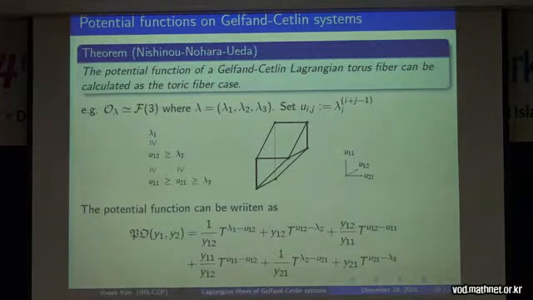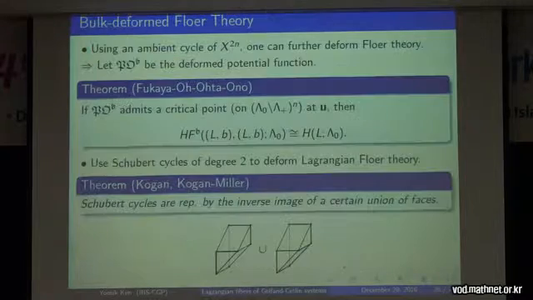So let's move on to our Gelfand-Cetlin system case. Actually, Nishinou, Nohara, and Ueda calculated the potential function. So the potential function of the Gelfand-Cetlin Lagrangian torus fiber can be calculated as in the toric fiber case. So let's focus on the F3 case. In this case, the moment polytope, the Gelfand-Cetlin polytope, looks like this. Then the potential function can be written as this one. So we have to think about the 6 possibilities because we have 6 facets, read off the primitive normal vectors, and then write down the potential function, and so on. And that's the exact potential function.